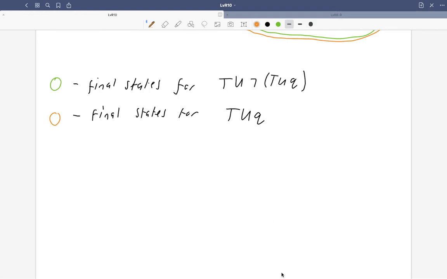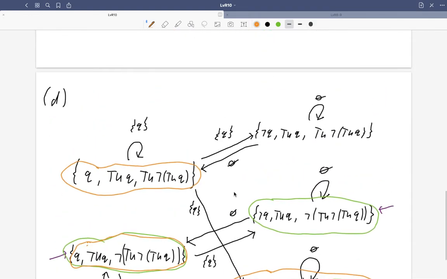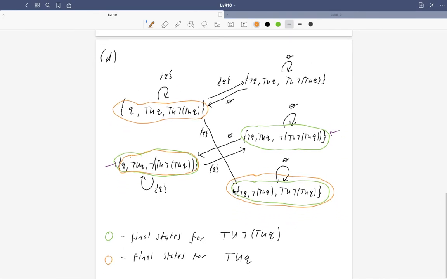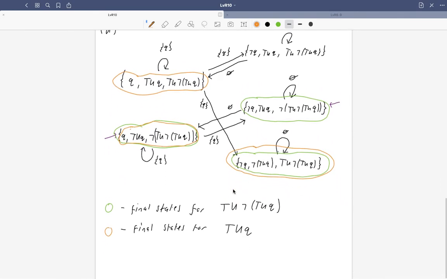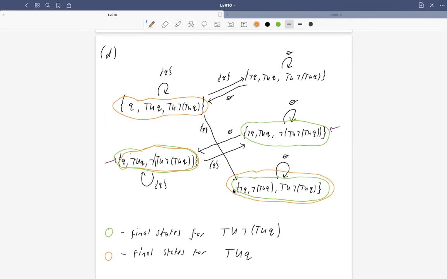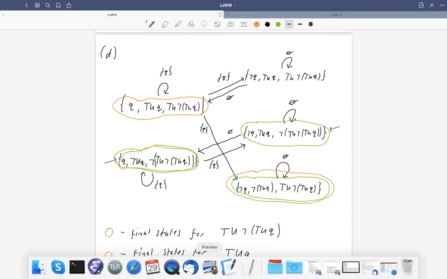Okay, and that is it. This here is our generalized non-deterministic Büchi automaton. So it's quite complicated, but not horrendous in how complicated it is. Okay, so we've got that. Let's go back to our question.